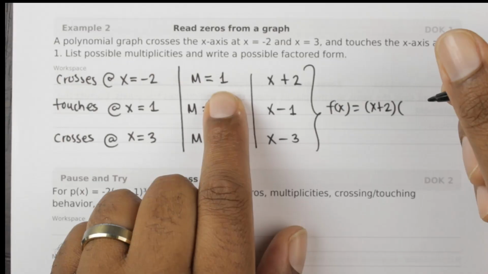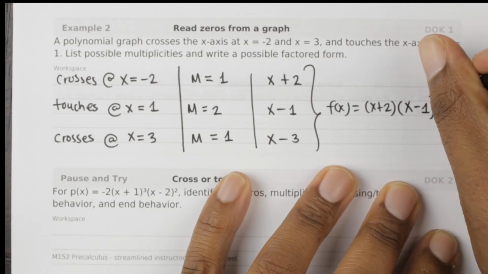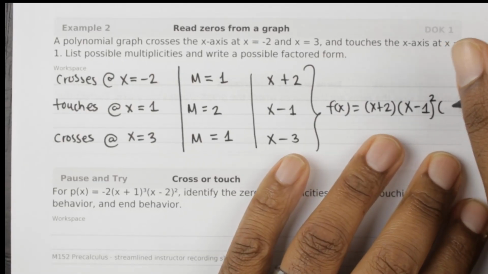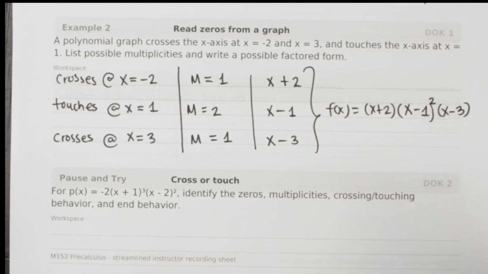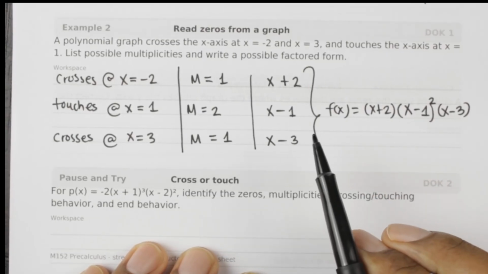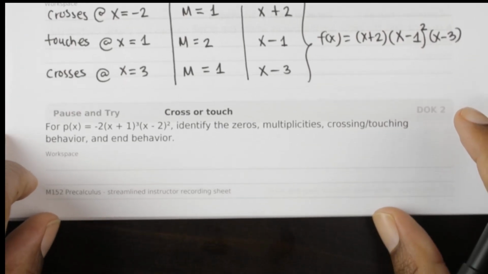to the power of 1, x minus 1 with the power of 2, and x minus 3. Okay, very simple. So this is one possible polynomial. There are other possibilities if we use higher odd or even multiplicities or even a different leading coefficient. But this is like the least degree version with a leading coefficient. Right? All right, pause and try the problem at the bottom.